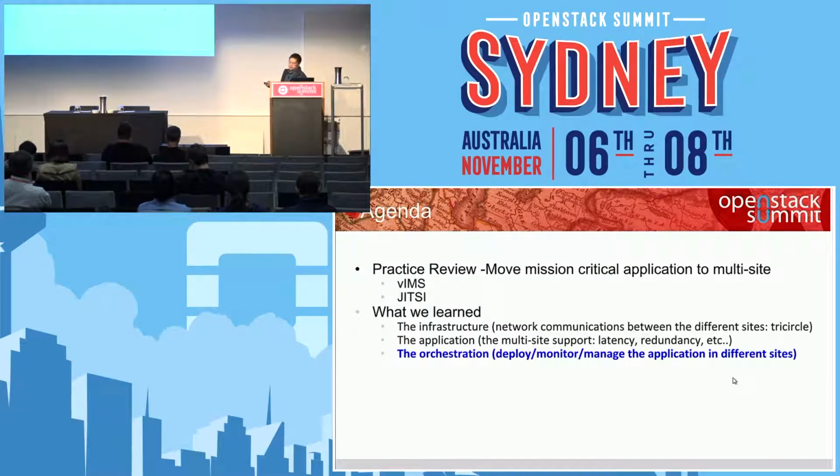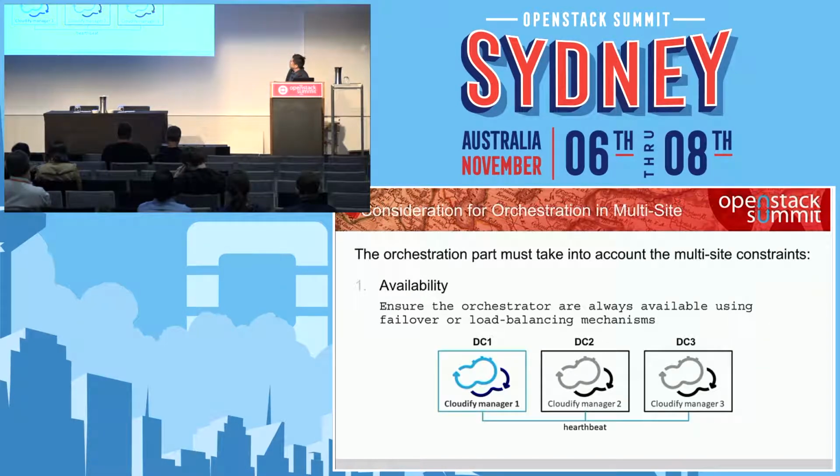For the orchestration layer, currently Cloudify is not deployed with multiple instances. Only a single instance is deployed in Cloud 1. We hope that in the future it could be deployed with multiple instances working in a load balancing model.